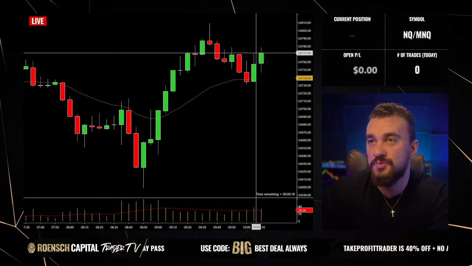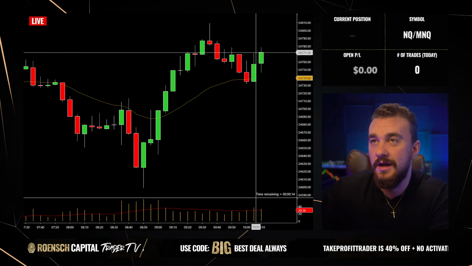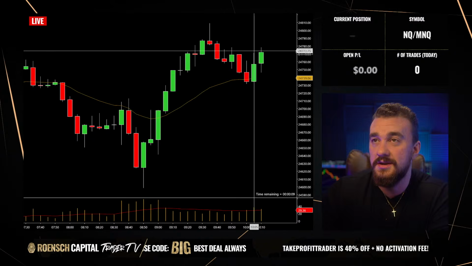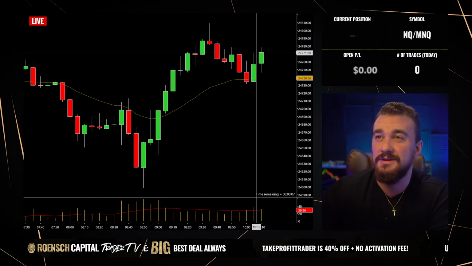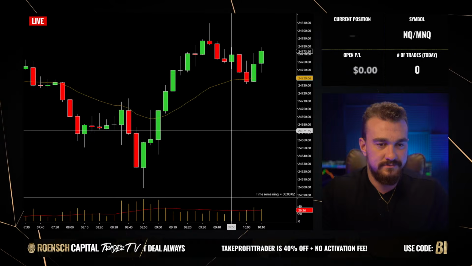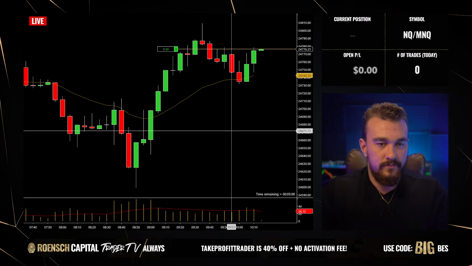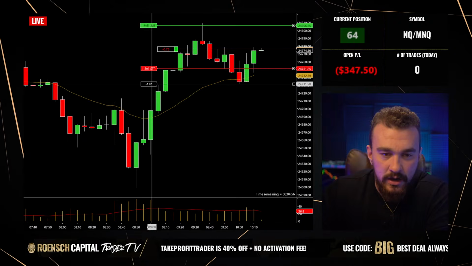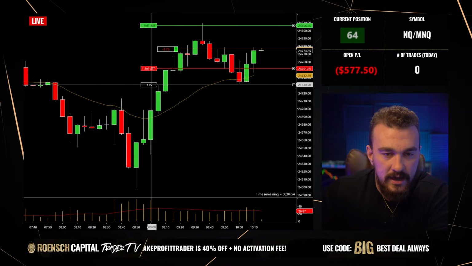Again, I have my eye on this wick here of the previous body. I especially need to see the bulls close above there. Above here would be tremendous, but I don't necessarily need that. Let's see how they close this up. 3 seconds. Punch that with a limit, and I will go ahead and suck this down. Yeah, I'm going to suck that down there.